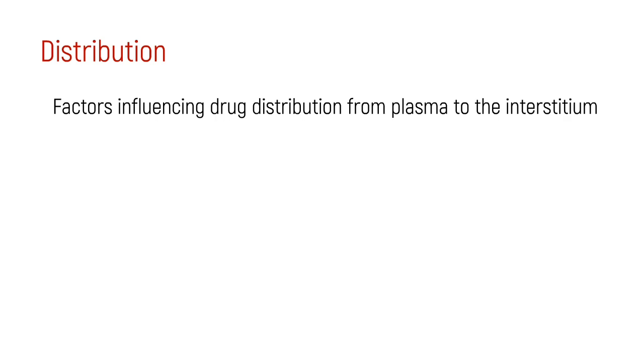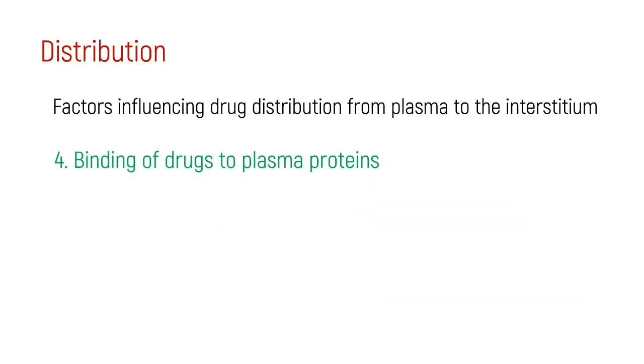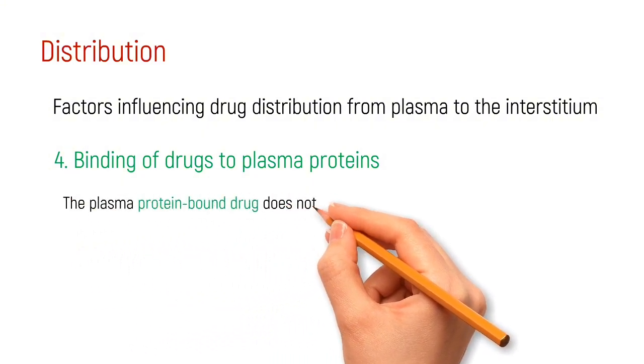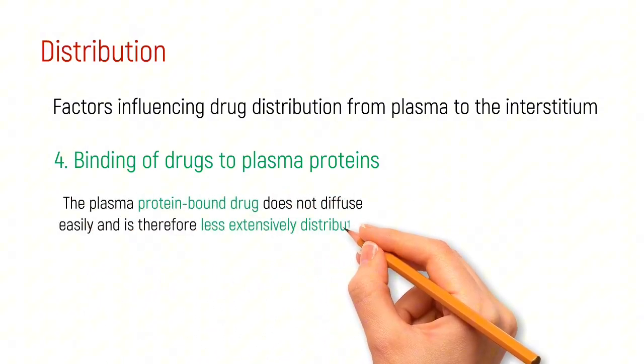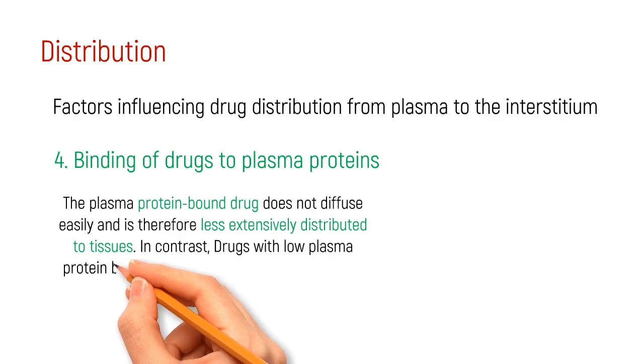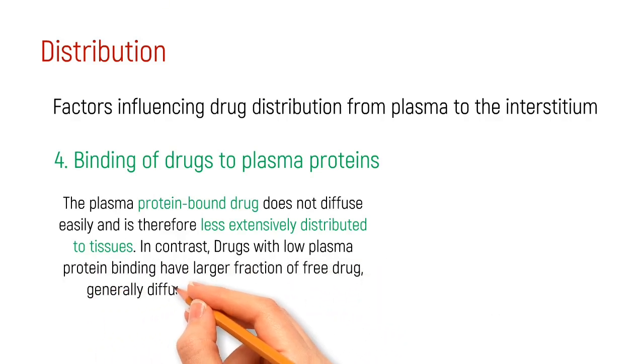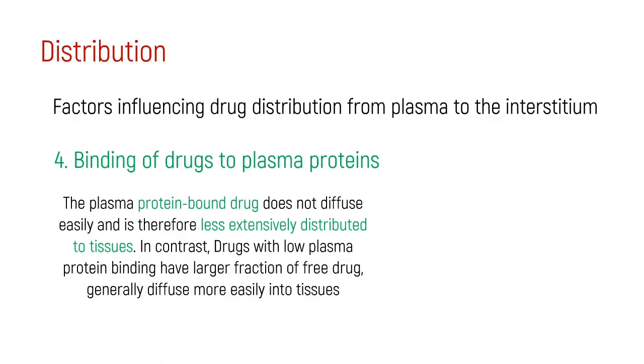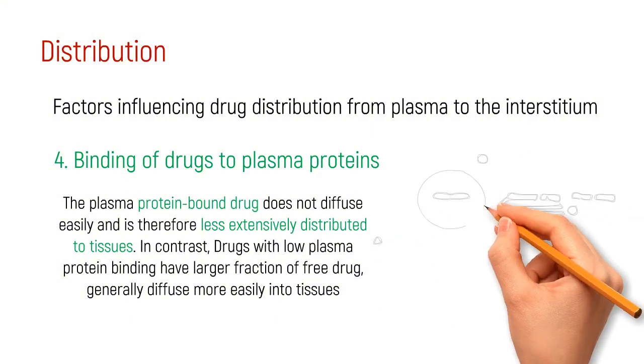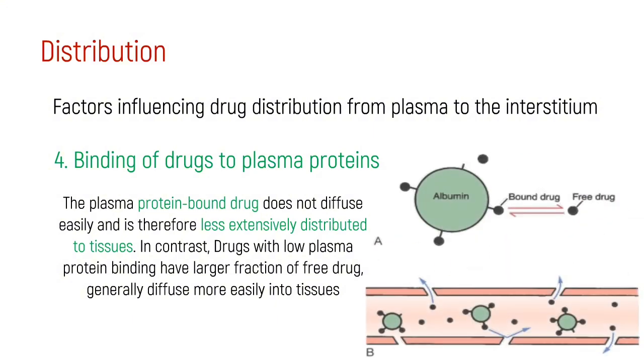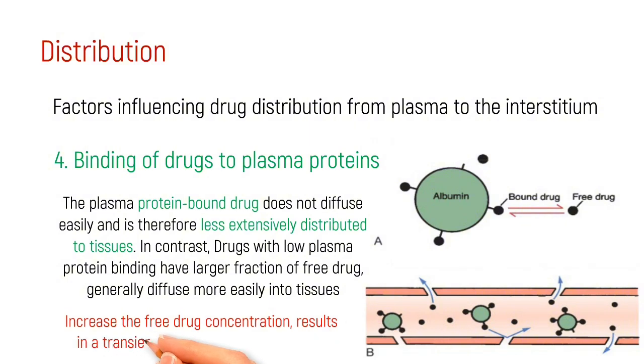Another factor is binding of drugs to plasma proteins. Drugs that are highly bound to plasma proteins have a low fraction of free drug in the plasma water. The plasma protein bound drug does not diffuse easily and is therefore less extensively distributed to tissues. In contrast, drugs with low plasma protein binding have a larger fraction of free drug, generally diffuse more easily into tissues, and have a greater volume of distribution. Although, an increase in free drug concentration results in more drug diffusion into tissues of eliminating organs, particularly the liver and kidney, resulting in a transient increase in drug elimination.